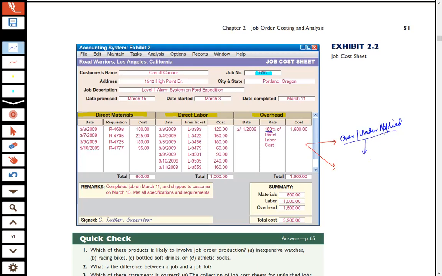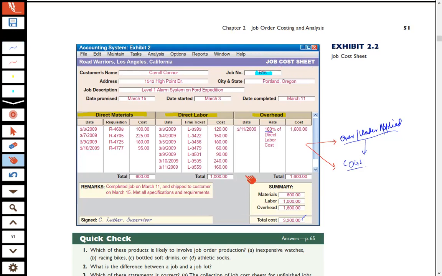In which category is it adjusted? In the cost of goods sold? Yes, very good. It is adjusted in the cost of goods sold. So we have just computed here the total cost on the basis of applied overhead. After that, when actual bills and actual expenses come, then we will adjust it finally.